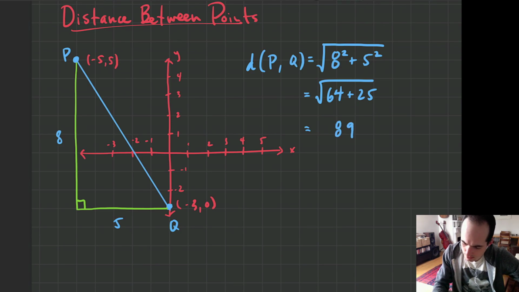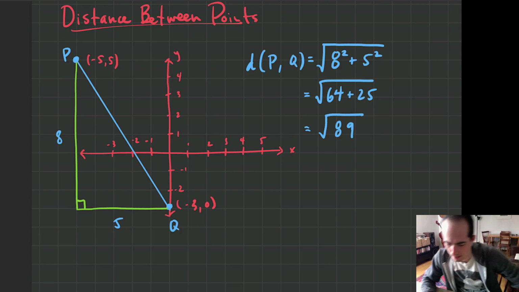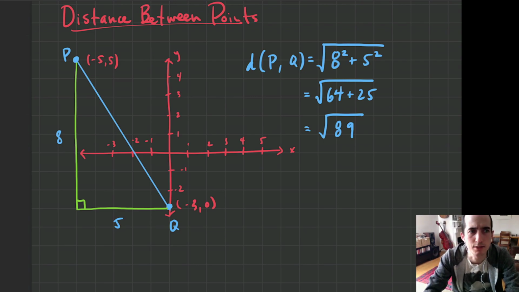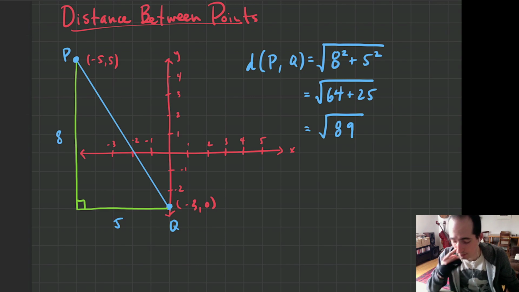And I don't think that I can simplify the square root of 89. Is 89 prime? I should double check. I should know this off by heart. Yeah, 89 is prime. I thought it was. So because it's a prime number, there's no way that you could simplify that any further. So 89 is prime, so the square root of 89 is already simplified.